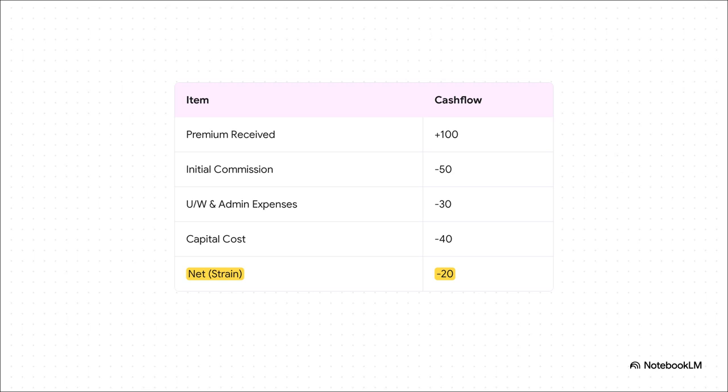That's $80 gone. But then, and this is the key, we add another line item, the cost of capital. Now this $40 isn't a check you write. It's the risk-adjusted cost of having to set aside the required regulatory capital. And what's the result? You're actually at a net loss in year one, a strain of $20 that your existing capital base has to absorb for every single policy you sell.